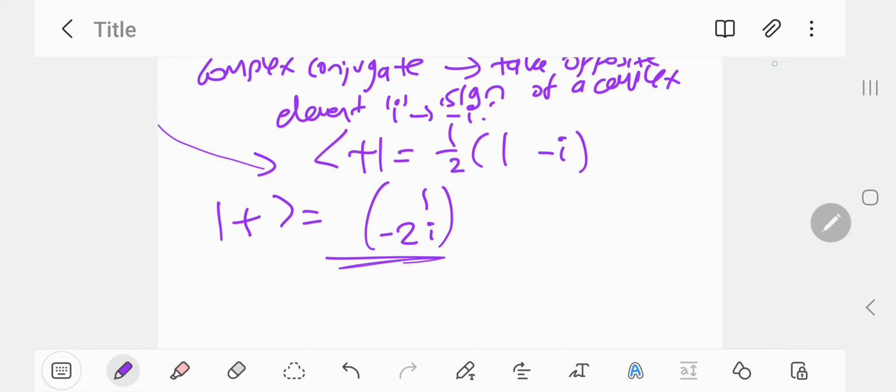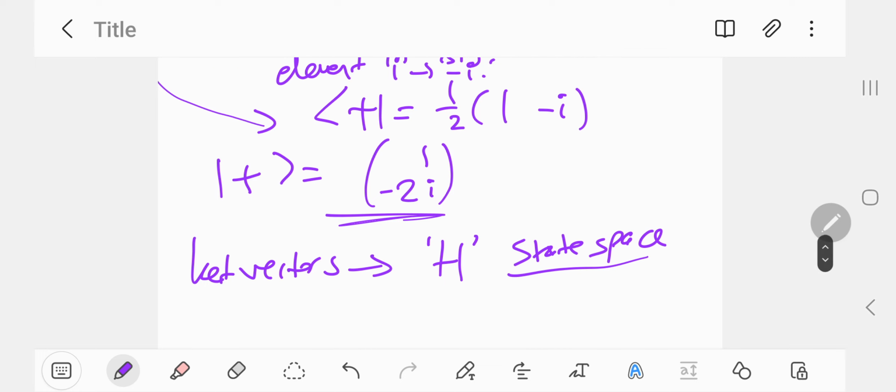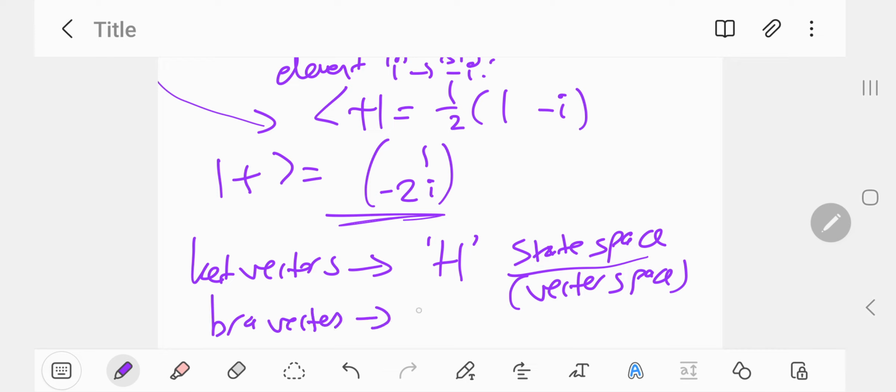Since a ket and a bra are expressed in different mathematical ways, this implies that they are actually very different mathematical objects. Ket vectors belong to what's called a Hilbert space, H. This is a state space, the space through which states act on. It's a vector space because we're dealing with vectors. And bra vectors belong to what's called the dual space, H with an asterisk.